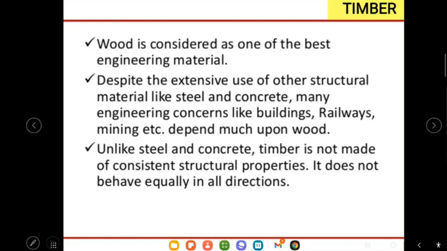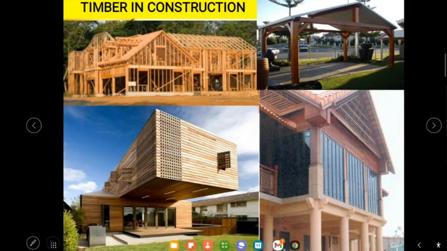Unlike steel and concrete, timber does not have a consistent structural property. These are the things that we have to highlight today. It is not like concrete. It is what we call an anisotropic material. When it is an anisotropic material, we have to deal with directions, especially the direction of the grain, which we are going to discuss in depth later on. It does not behave equally in all directions. Here are some examples of the utilization of timber in construction.